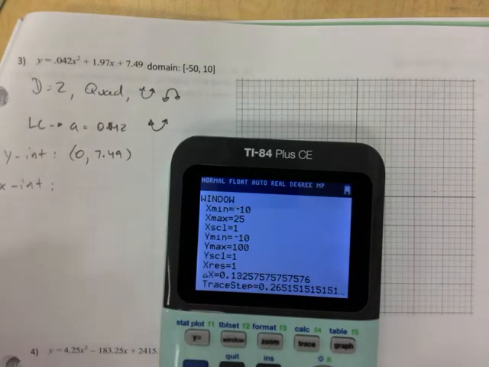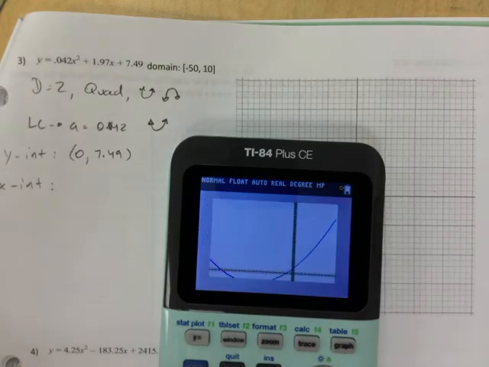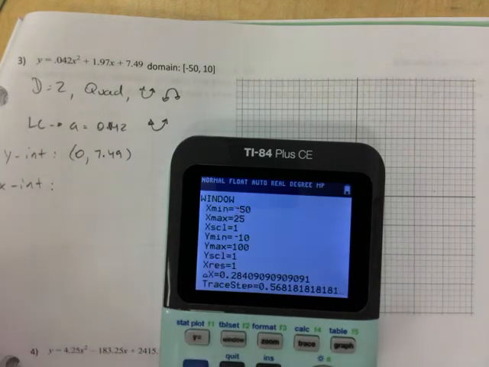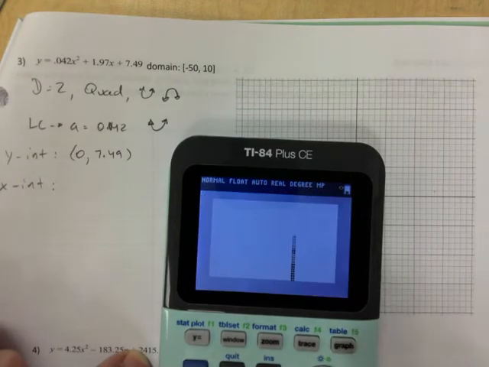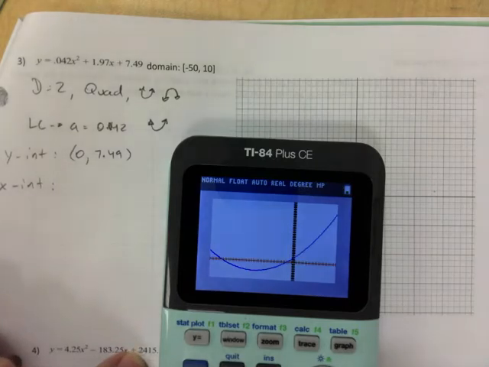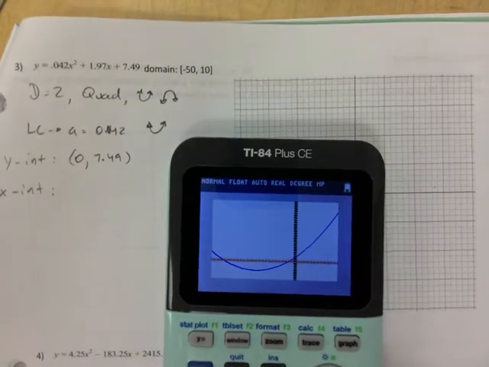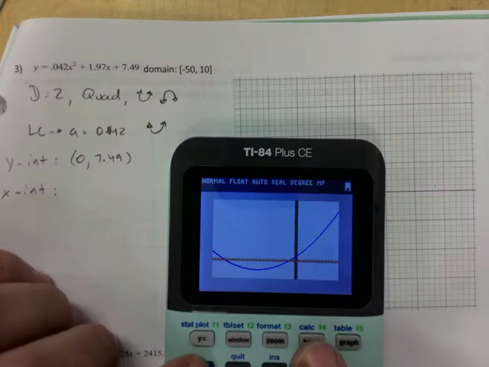So I'm going to change my y min to -50. That works pretty good. I've got both intercepts as well as the y-intercept. I'm going to go y min a little bit smaller. Sorry, y min. I'm going to go -30 maybe. There we go. I have everything I need right there. So the x-intercepts, let's go ahead and find them.